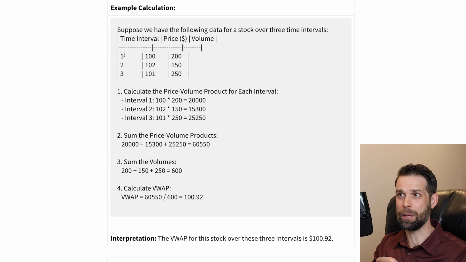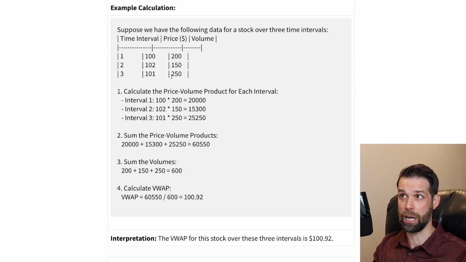Again, these time intervals will happen on every single trade that happens throughout that particular day, but for simplicity, we're just going to pretend there are just 3 trades. So what you would do is 100 times 200, 102 times 150, and then 101 times 250, and you get all those values and add them up. That's price times volume for each trade, add them all up, and then divide by the total volume.